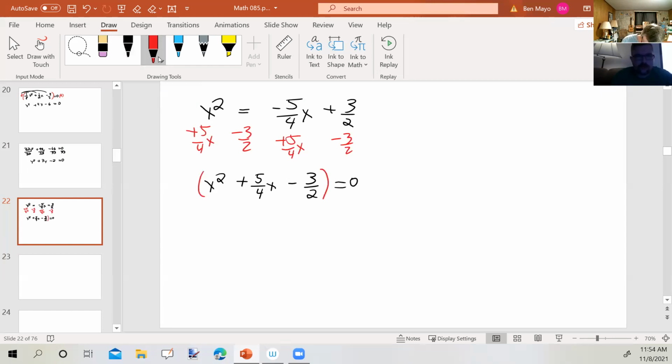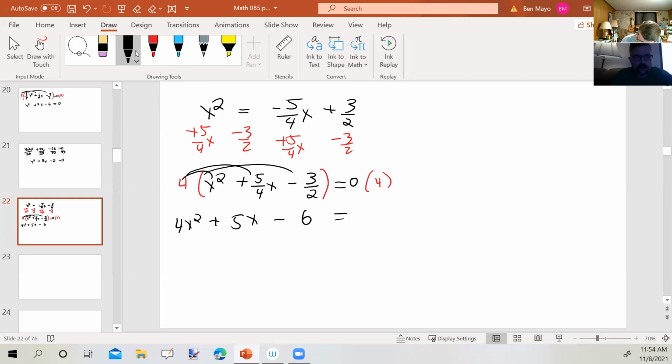I'd like to get rid of the fractions. So I'm going to multiply both sides by the least common denominator, which is a 4. So I've got 4x squared plus 4 times 5/4 would be 5x minus 4 times 3/2 would be 6 equals 0. Okay with that? So now A is 4, B is 5, and C is negative 6.